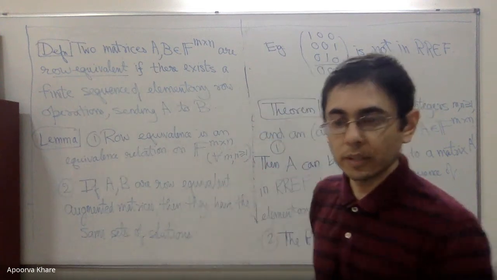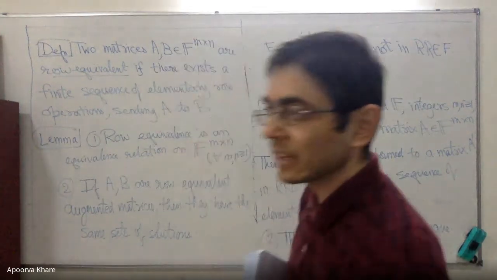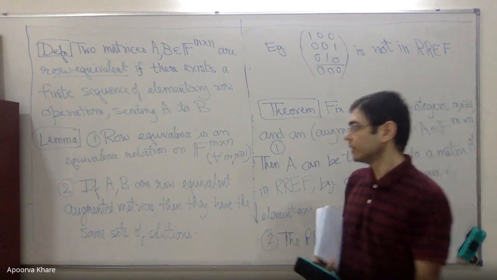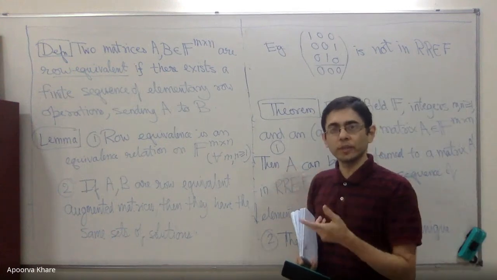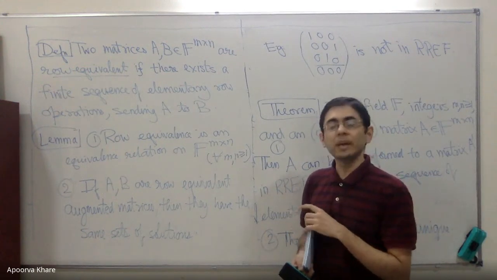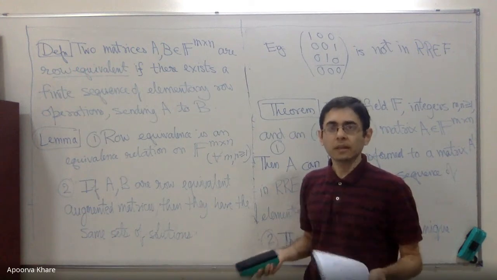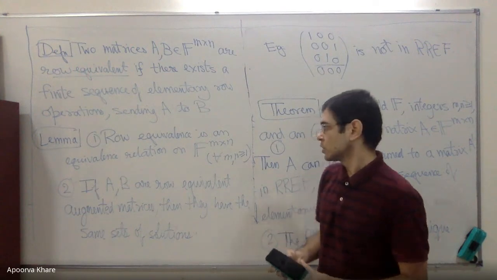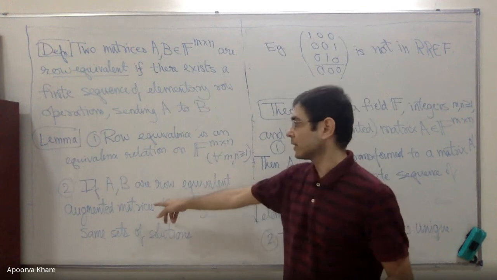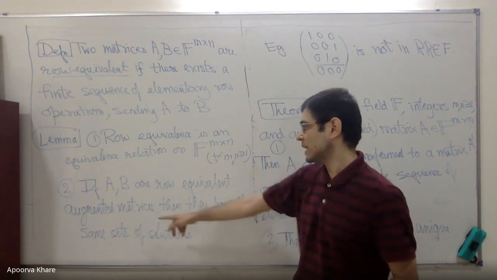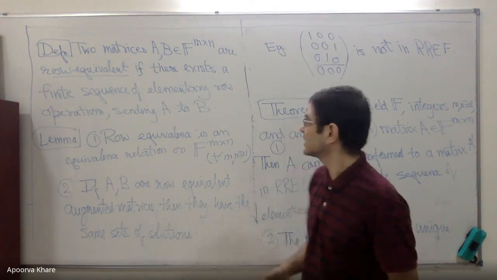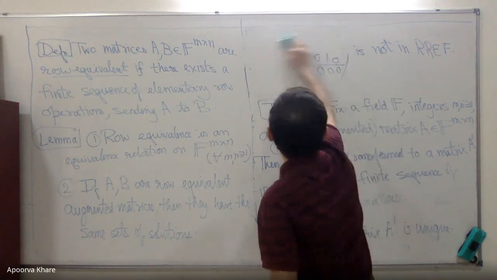So start with the linear system AX equals little a. Do a few row operations, get to a linear system BX equals little b. Then these two have the same sets of solutions. So if A, B are row equivalent augmented matrices, then they have the same sets of solutions. That's what it says. Okay.